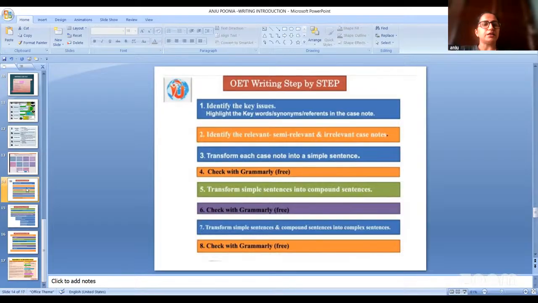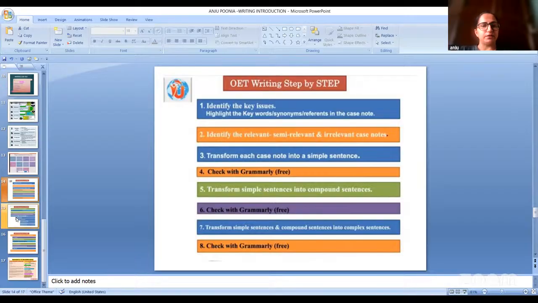Third, transform each case note into a simple sentence. It means when you pick the writing task, the whole case note, just try to transfer it into a simple form. Subject, verb, object. Simple. Try to understand. Because when you are competent and used to the writing, then you can easily achieve cohesiveness, and then differentiate which information I need to mention in which paragraph.